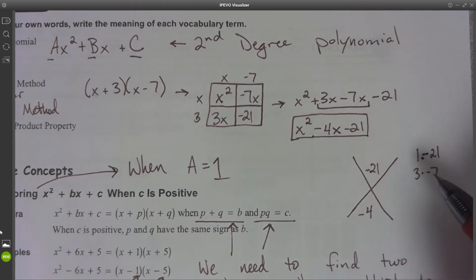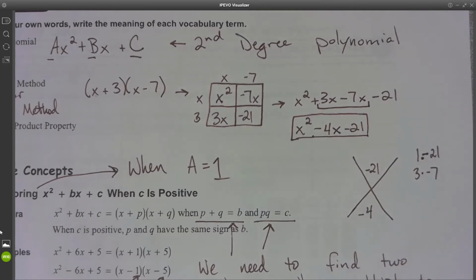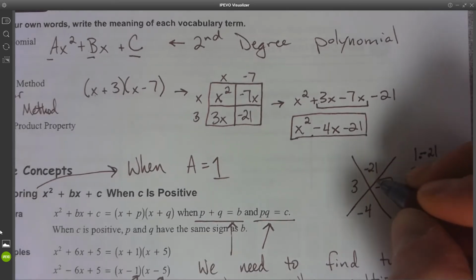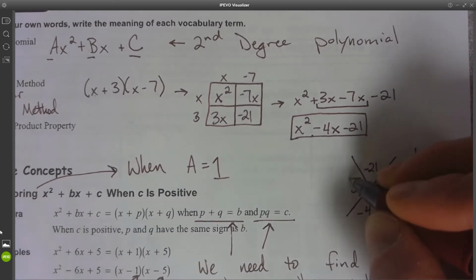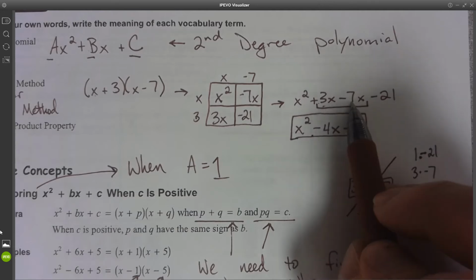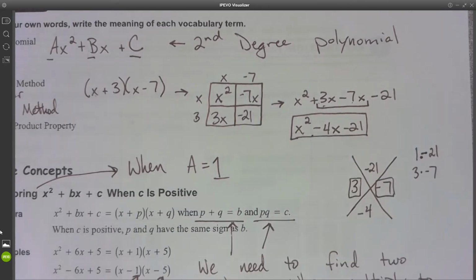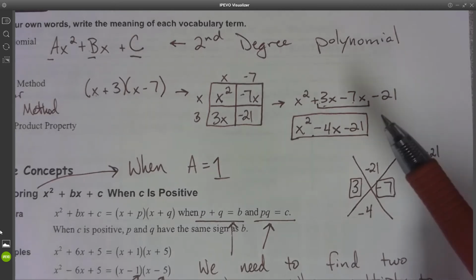But 3 plus negative 7 adds to negative 4. So those are my two numbers here. And what I've figured out then is how do I split up that middle term, or what are these two boxes right there?